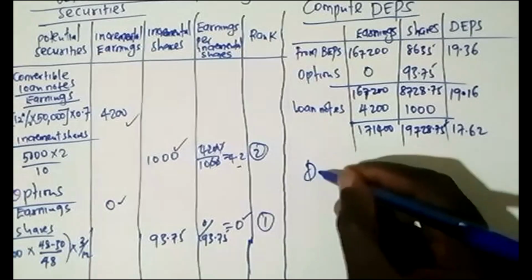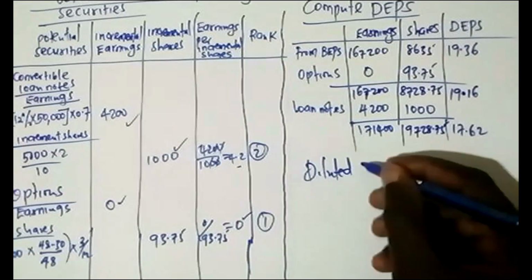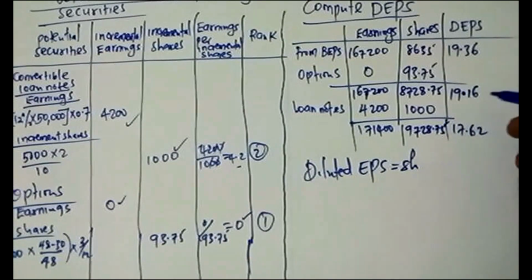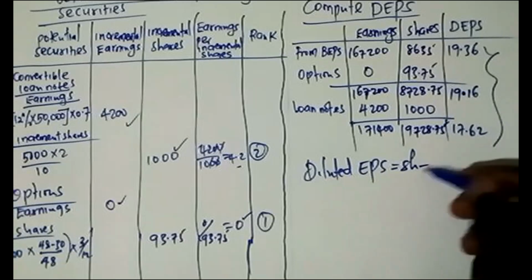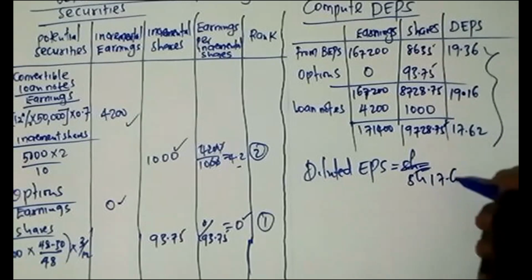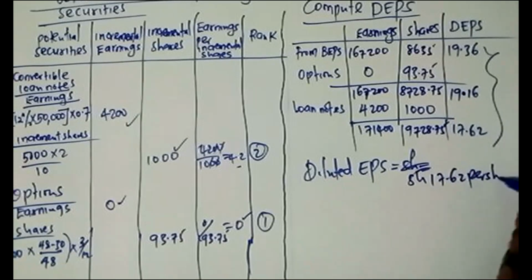So I would be able to say that diluted earnings per share is equal to shillings. So you pick now the lowest among the 3. So that is shillings 17.62 per share. And that is the case.